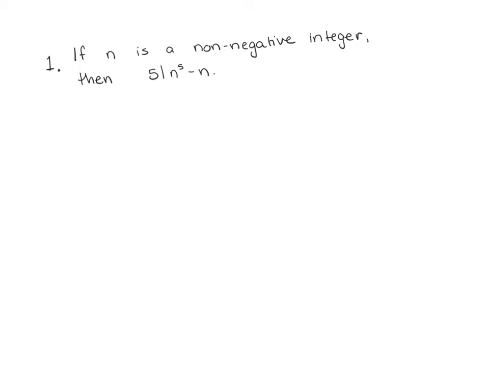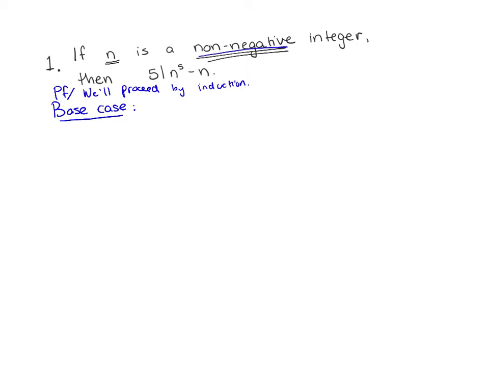So again, because I'm trying to prove this for all integers, or in this case non-negative integers n, I can use induction. So I'm going to start with my base case. Maybe at the top we'll put in proof, and we'll tell the reader that we're going to use induction here. So we'll say we'll proceed by induction, and then label our base case. Because I'm wanting to prove this for all non-negative integers, the first one is when n equals 0. So my base case is going to be when n equals 0.